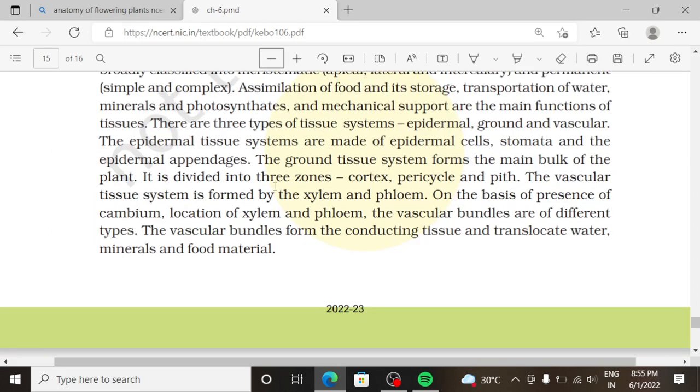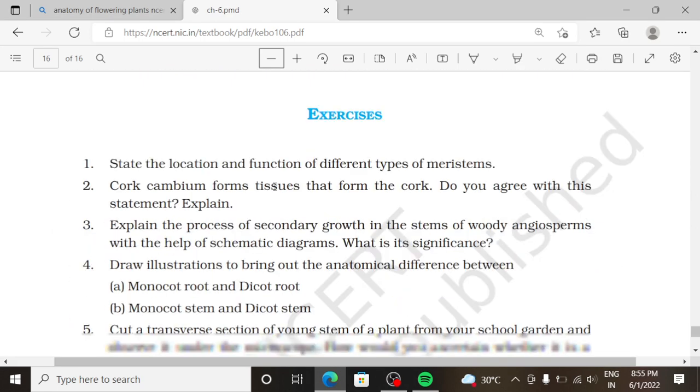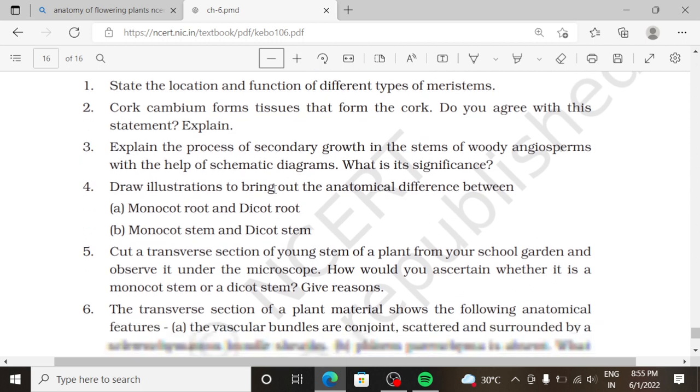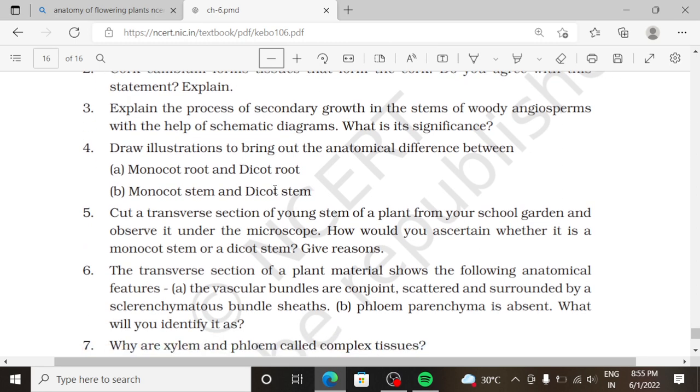Now let us read the exercise and then we will come to the end of the lesson. So first question, state the location and function of the different types of meristems. Second, cork cambium forms tissues that form the cork. Do you agree with the statement? Explain. Third, explain the process of secondary growth in stems of woody angiosperms with the help of schematic diagrams. What is its significance?